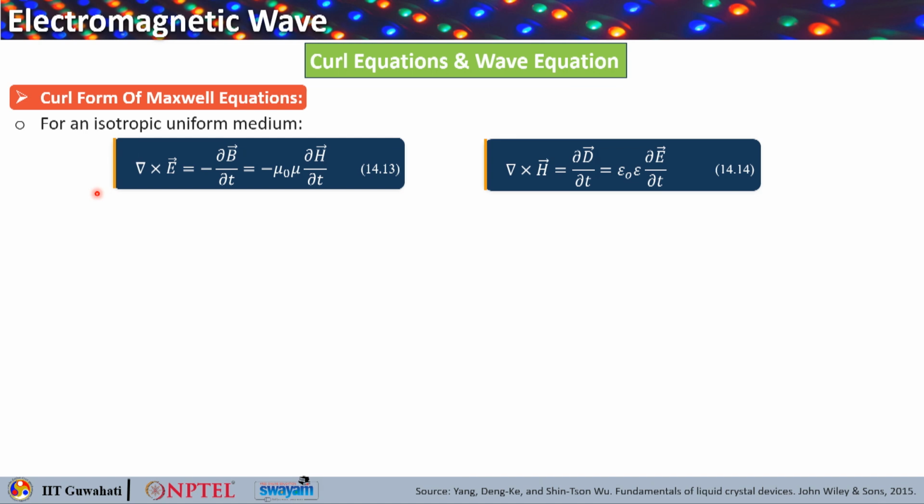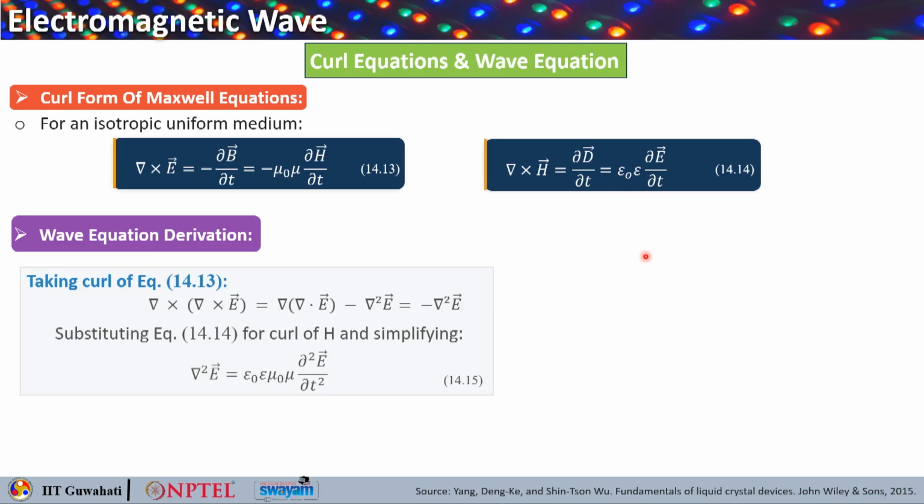So the curl equation in the case of isotropic uniform medium will look like this: curl of E equals minus dou B dou T. B can be now replaced as mu naught mu H. So the equation looks like this. Similarly, for the second curl equation, dou D dou T, D can be replaced by epsilon naught epsilon into E. Okay, makes sense? Now with this too, if you take curl of this equation, so you make curl of E will give you a curl on the right hand side also.